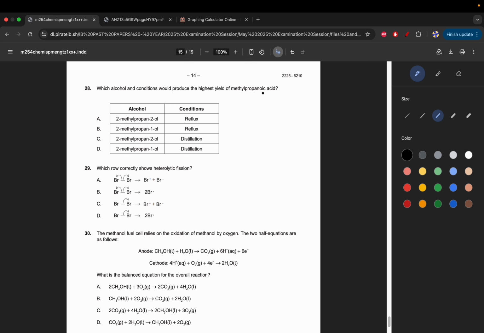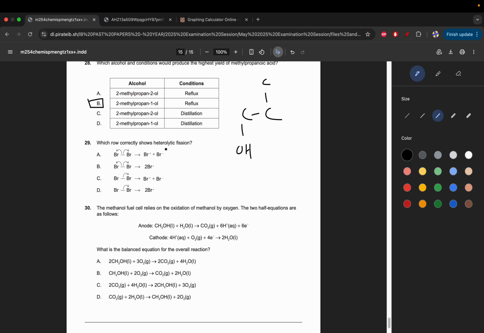Which alcohol in which conditions would produce the highest yield of methylpropanoic acid? Propanoic acid is a carboxylic acid, and that results from a two-step process from a primary alcohol. So we need to start with a primary alcohol and do reflux, because reflux is the experimental technique that allows us to do something twice. Which one is the primary alcohol? Well, 2-methylprop-1-ol. That's going to be B. Distillation would be the one where you are oxidizing a secondary alcohol, and that's going to allow you to create an aldehyde.